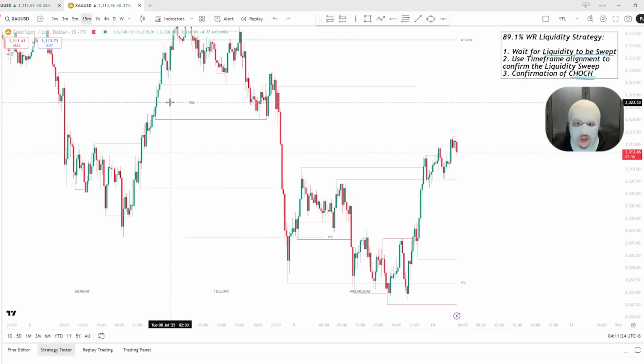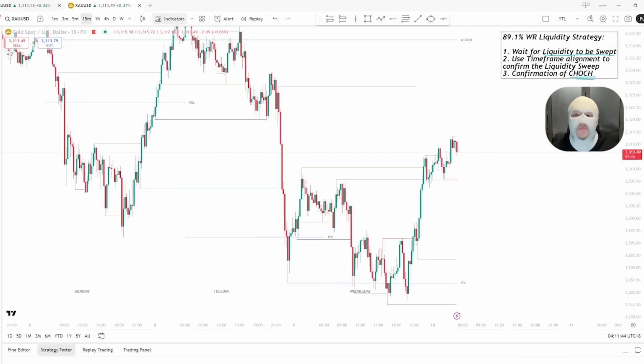Wait, that's it? You mean you don't have 20 different indicators and charts up on 10 different screens? Yes, that's it. Alright, I'll admit, I will use one indicator that marks out the kill zones for you. This is purely for convenience's sake, so I don't have to keep marking out these kill zones myself.